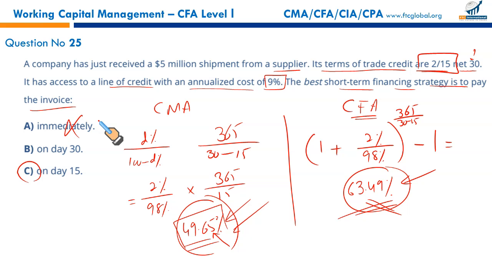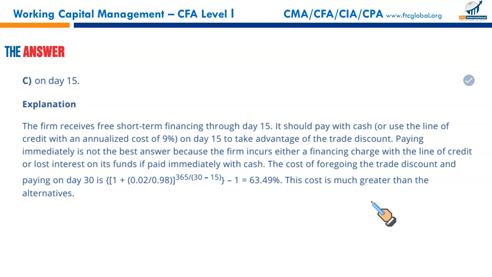Pay on the last date of the discount. Pay on the 15th day. Because if you do not pay on the 15th day, as per CMA, the annual cost of not taking the discount is 49%, and as per CFA, the annual cost of not taking the discount is 63.49%. It's huge. Super huge. It's much more even than the rate charged on your credit card. So you must pay on the 15th day, that is C.